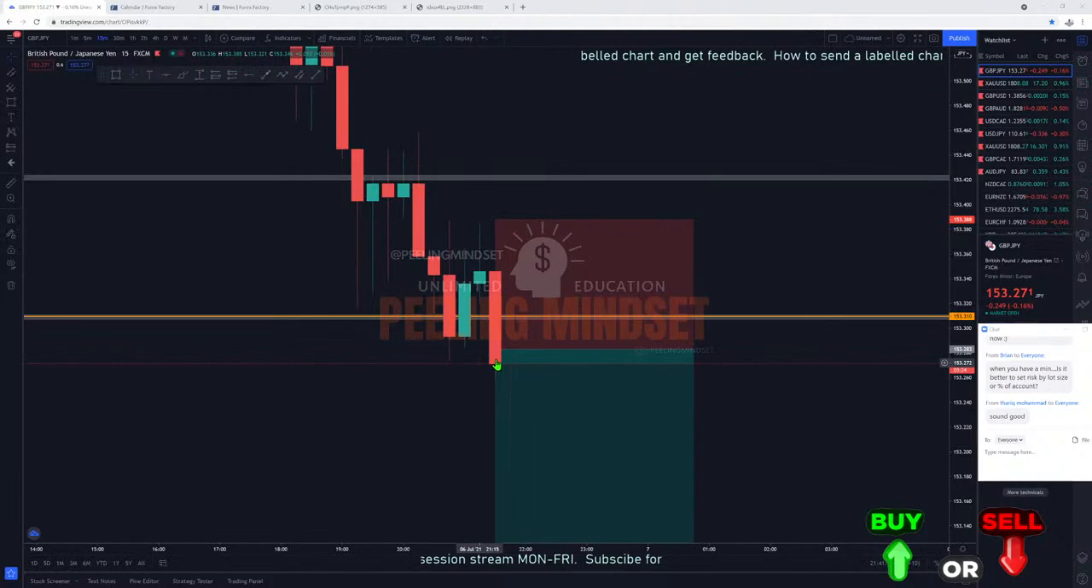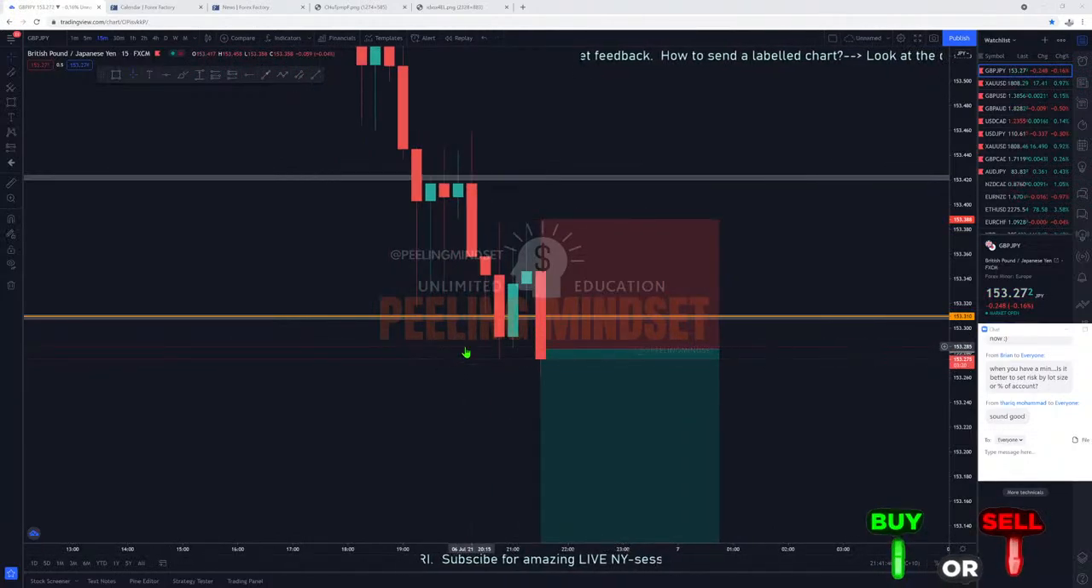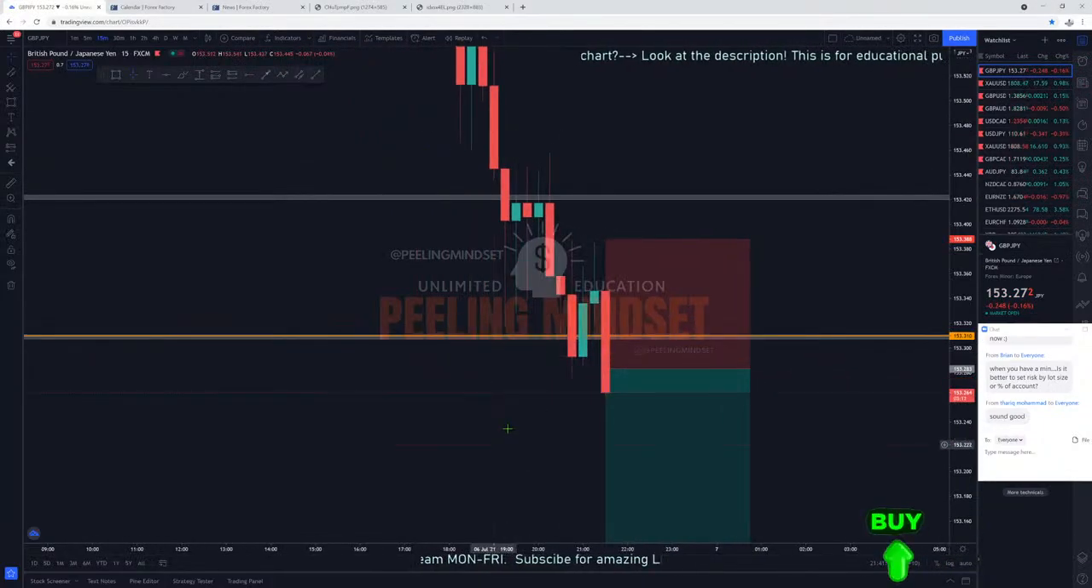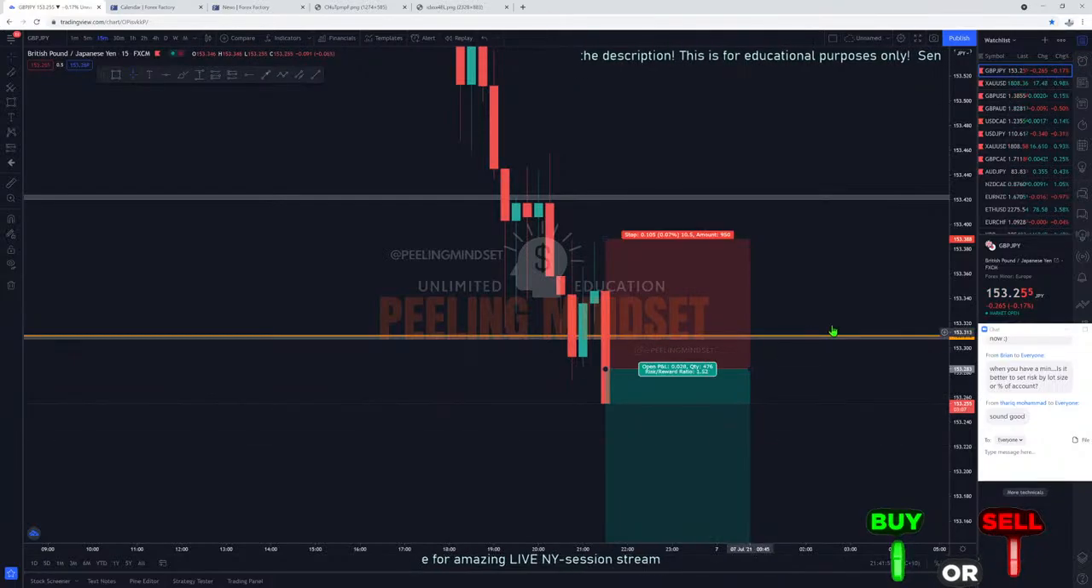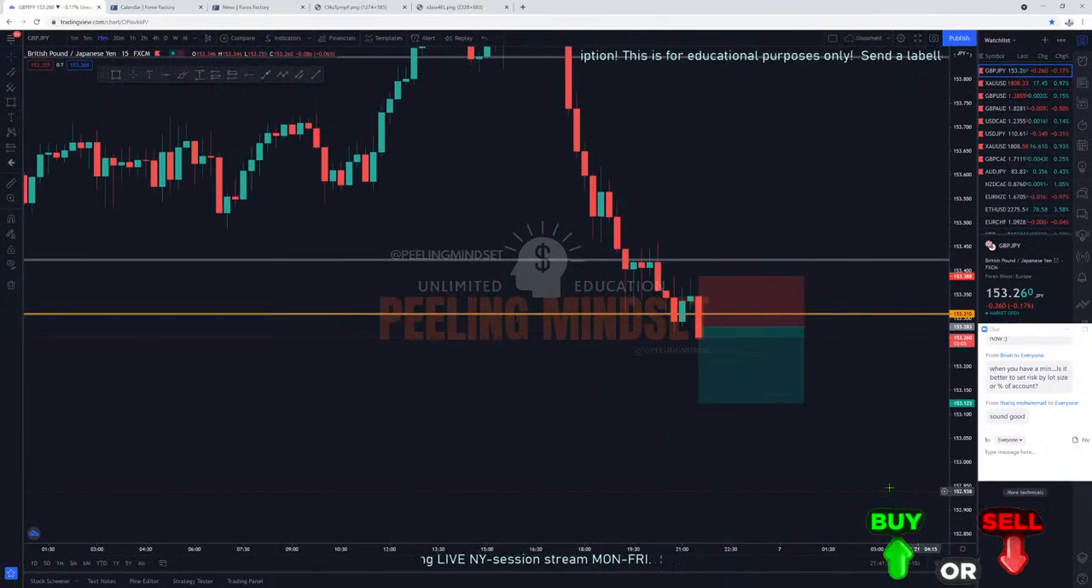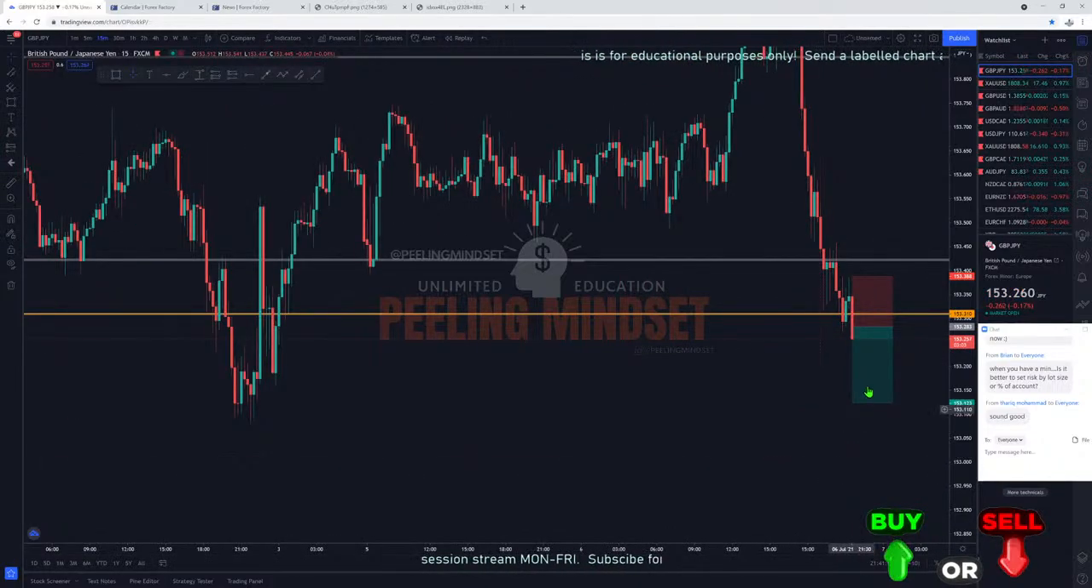If this 15-minute candle could eventually close bearish below this support, that's a pretty nice sign for the candles to push down. But if this candle retraces and closes above this 15-minute support, that is not a good sign. So let's see. For now, about 1 pip in profit. And the trade is looking pretty good.